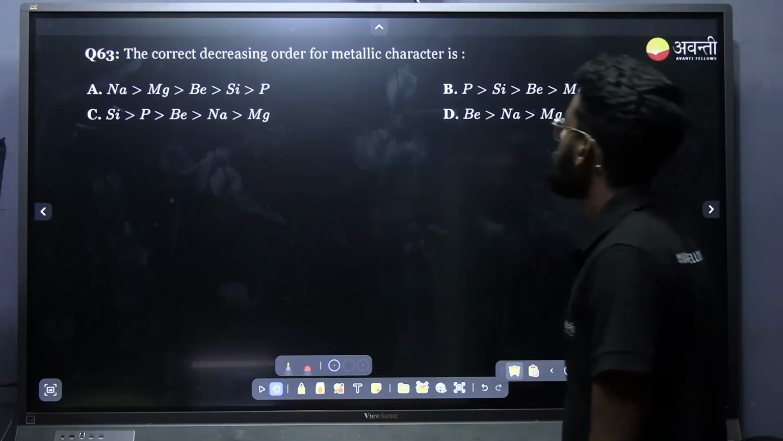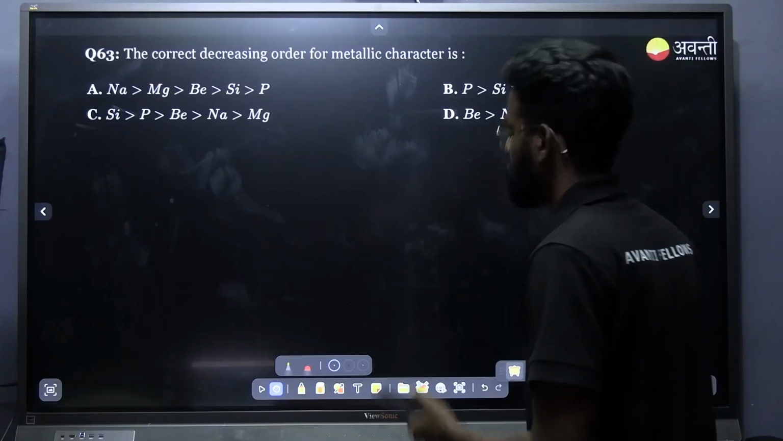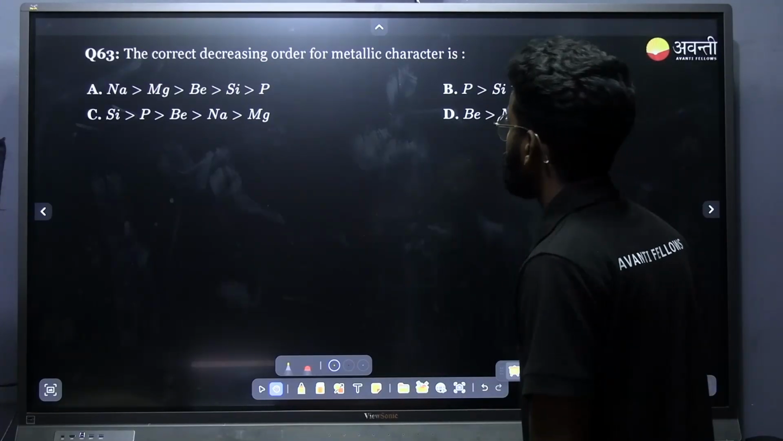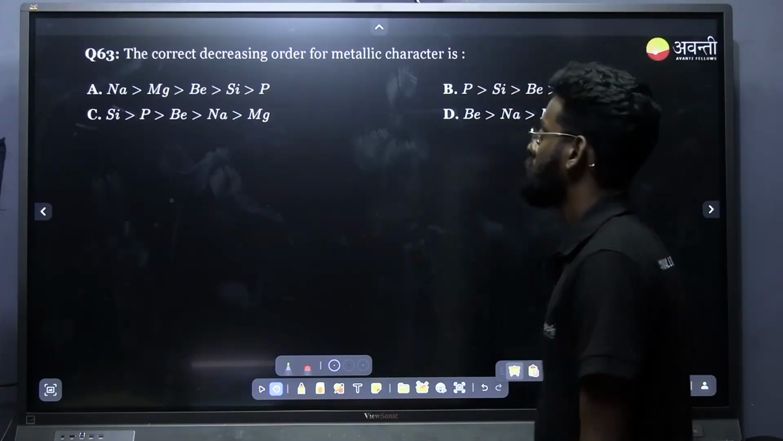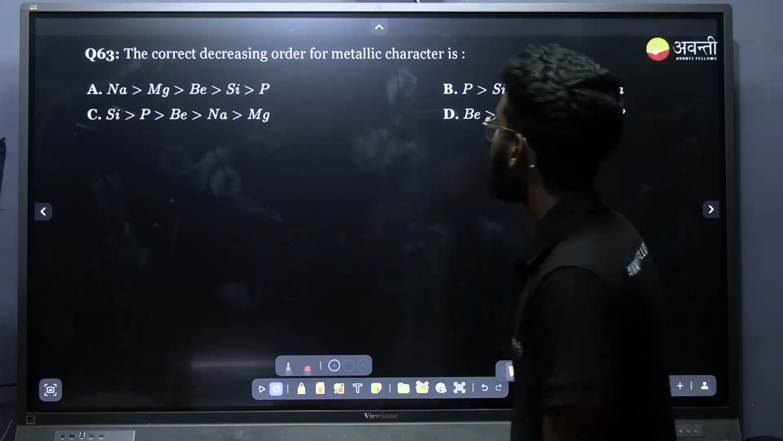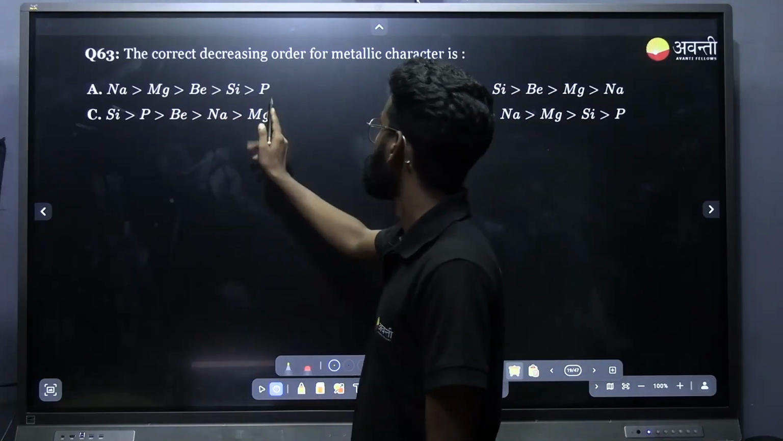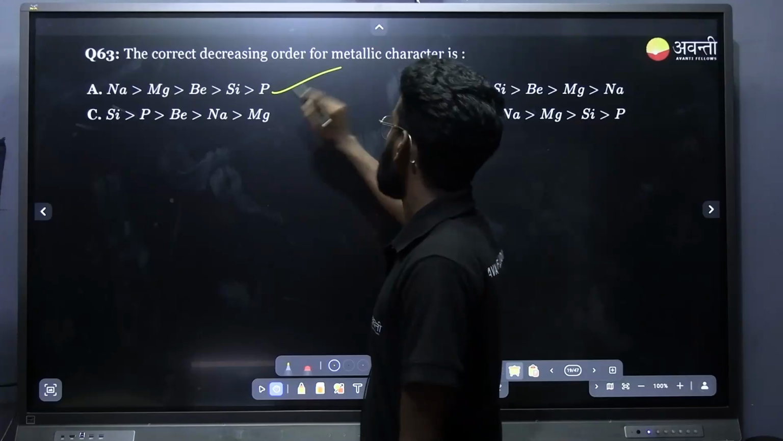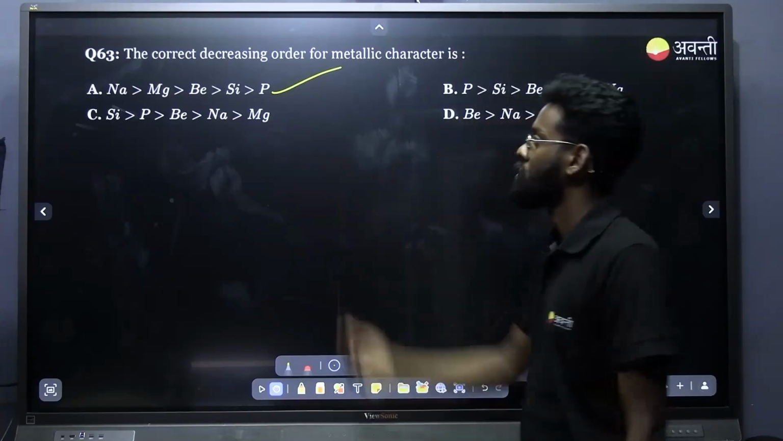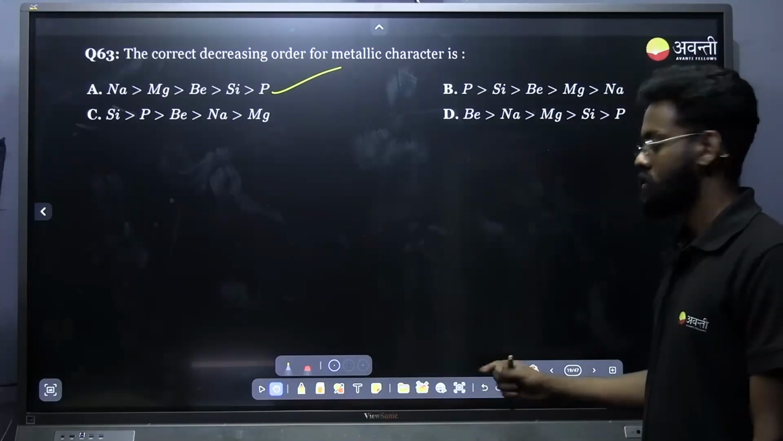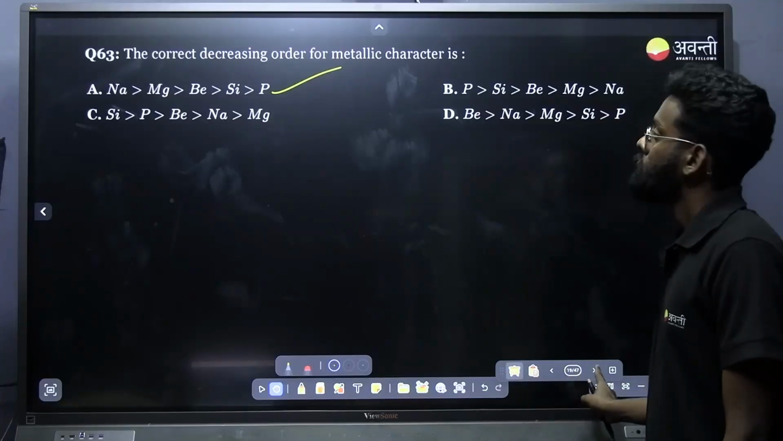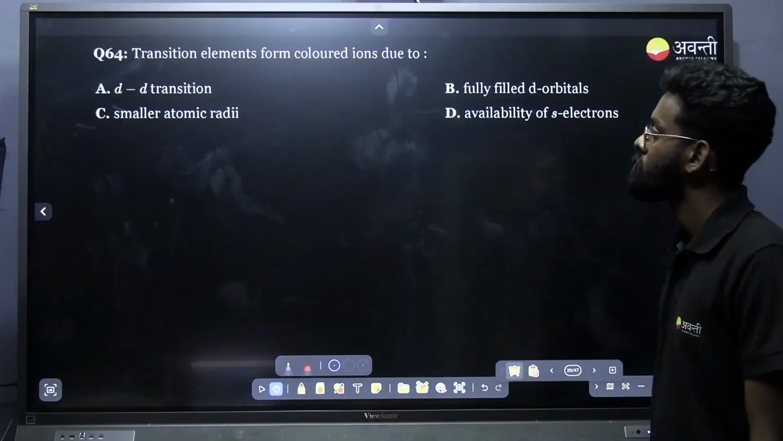Correct decreasing order for metallic character. We know that going from top to bottom, metallic character increases. Going from left to right, metallic character decreases. Now you can see sodium, magnesium, beryllium, silicon, phosphorus. Going from left to right, metallic character decreases. So that's the correct option. I don't think much explanation is required for it. Yes, moving to the next question.